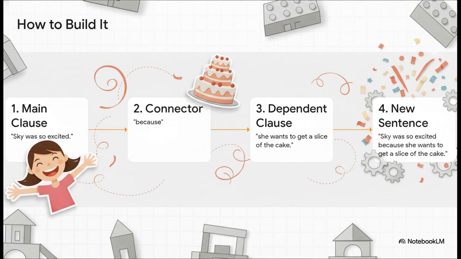Step 2, pick a connector. We want to explain why she's excited, so because is the perfect choice. Step 3, add that reason in a dependent clause. She wants to get a slice of the cake. And finally, step 4, put it all together. Sky was so excited because she wants to get a slice of the cake. And just like that, you've built a much more interesting, complex sentence. See how easy that was?